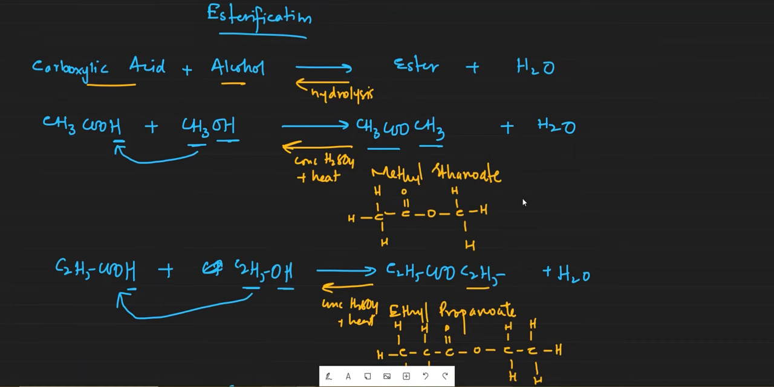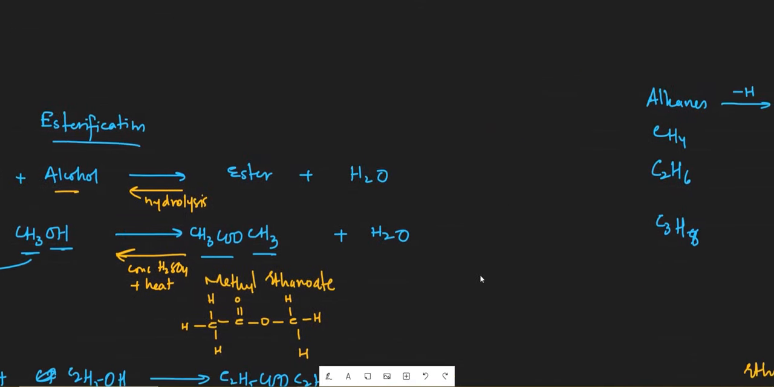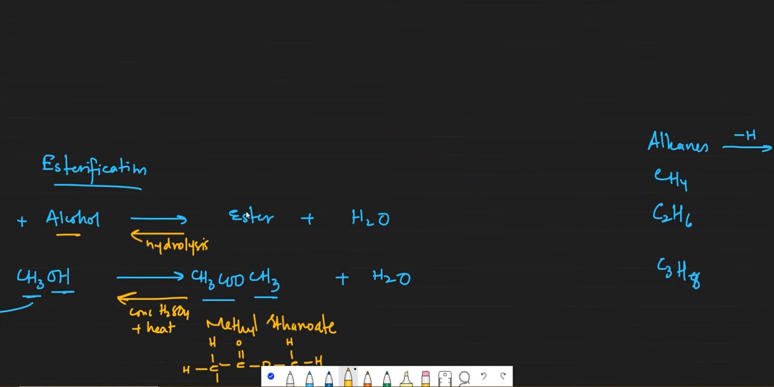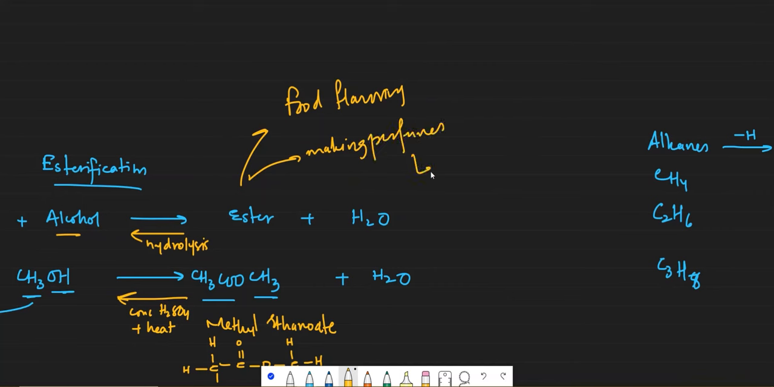Okay, so that was all about esters. You should know another thing, that esters are used in food flavorings. And esters are used in making perfumes because they have a sweet smell. Now let's get down to solving some of the past paper questions related to carboxylic acids.